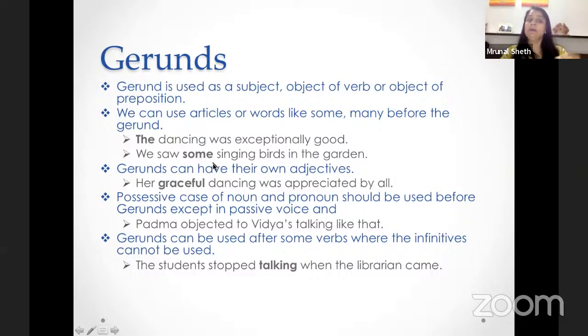Again, some, many, few, all those determiners will also come, or the pronouns will also come before the gerunds. So these words are gerunds. Singing here is a gerund. Gerunds can have their own adjectives. So gerunds can have their own adjectives. Here, dancing, graceful dancing. So that becomes its own adjective.